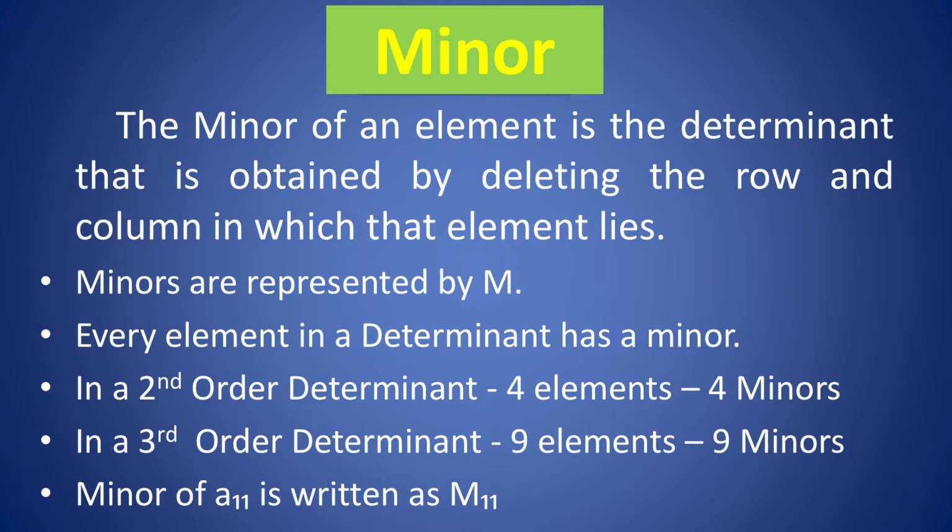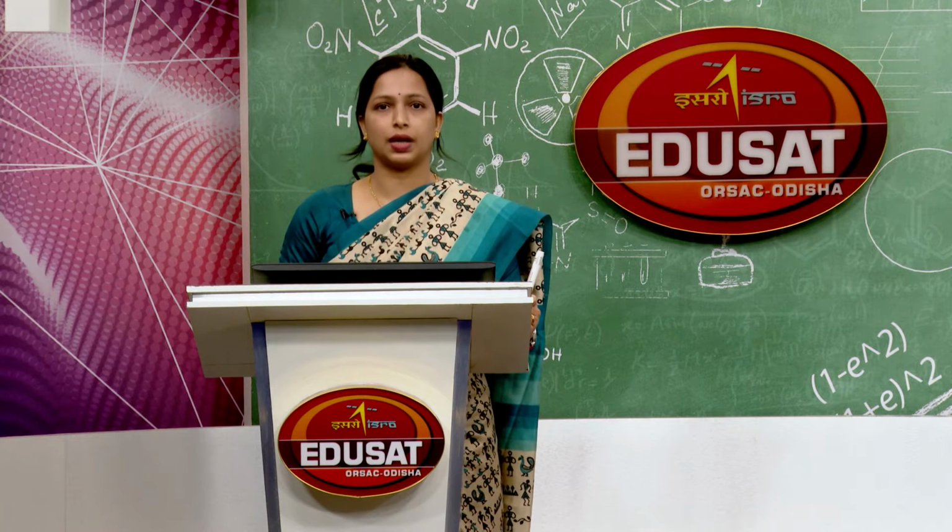Minors are represented by M. If we have to find the minor of A11, we use M11. M11 signifies that we are finding the minor of the element that lies in row 1, column 1. Every element in a determinant has a minor. In a second order determinant there are 4 elements, so 4 minors, and in a third order determinant there are 9 elements, so 9 minors. The minor of A11 is written as capital M11 in the subscripts. Now, let us go to the next slide.